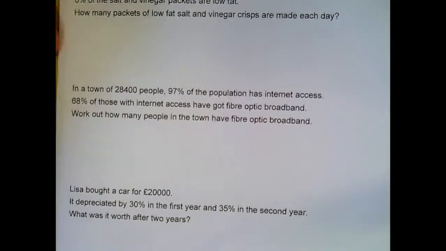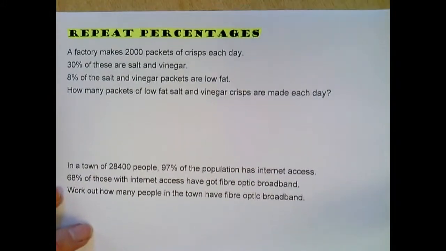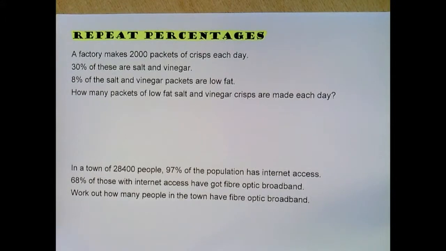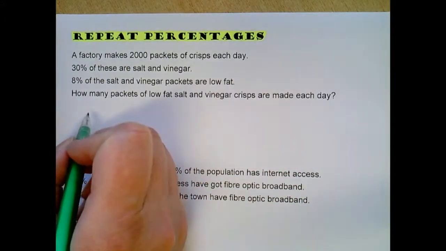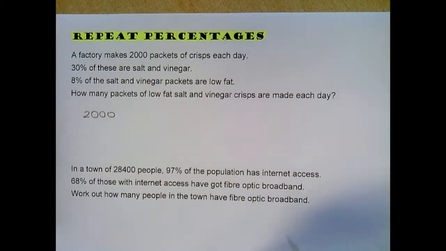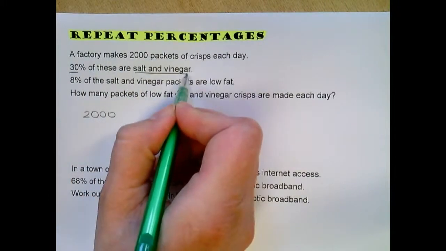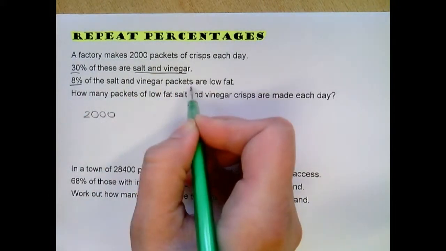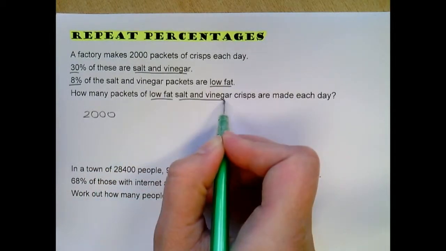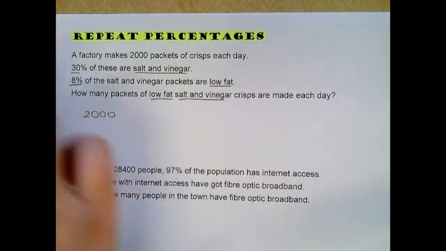Okay, continuing using the decimal multiplier then. These few questions I've just called repeat percentages. So instead of just finding one percentage, you're maybe wanting to find one and then another one straight after that. So a factory makes 2,000 packets of crisps each day. 30% of these are salt and vinegar, and then 8% of the salt and vinegar are low fat. How many packets of low fat salt and vinegar crisps are made each day?